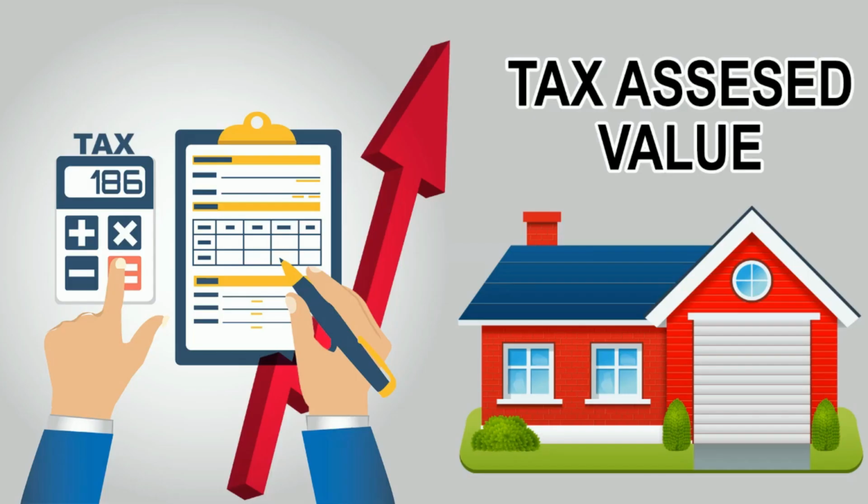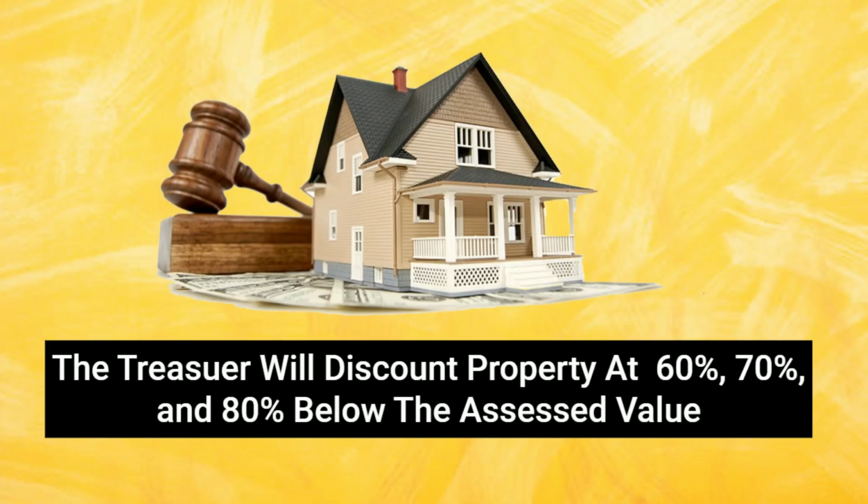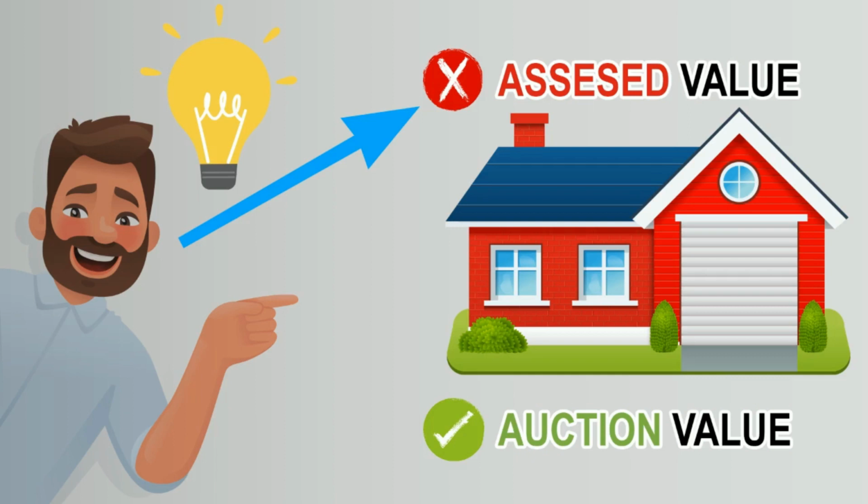Okay. So every property will have a tax assessed value, even though they're selling it at auction. But when the treasurer wants to sell that property, they discount it from the tax assessed value by 60, 70, and 80%. What if the tax assessed value is here and you could buy it for 80% less than that? We'd want to be at tax auctions all the time.